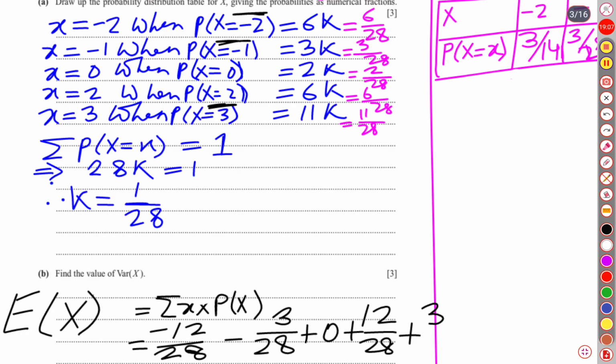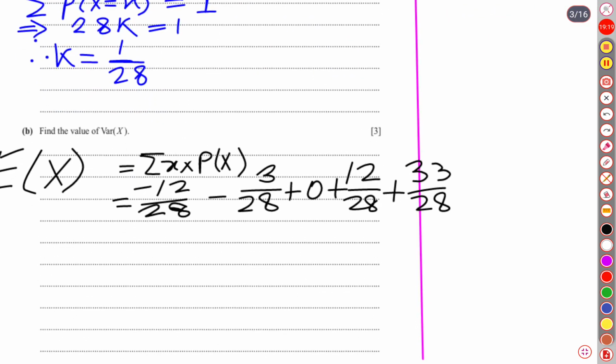Then the last one is 3 and 11. So 33. It is 33 over 28. So our mean value is going to be, let us do this simplification. 12 over 28, they can cancel each other. So negative 3, positive 33, so it is going to be 30. 30 over 28. This is our mean value E of x.